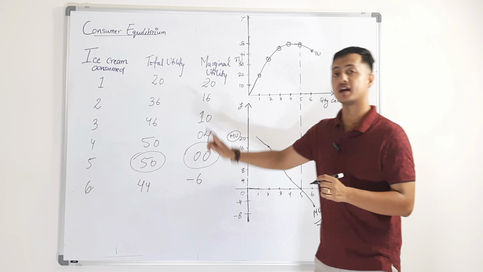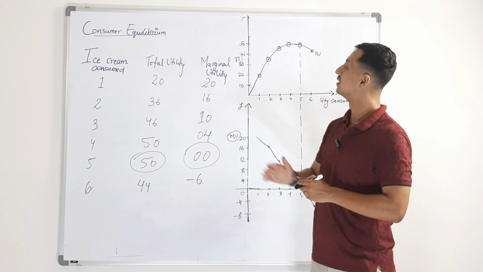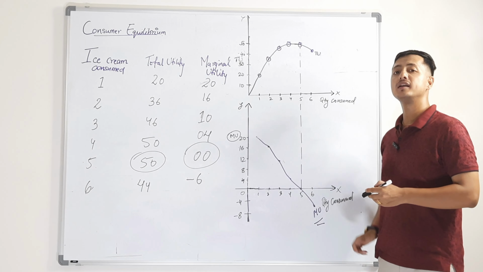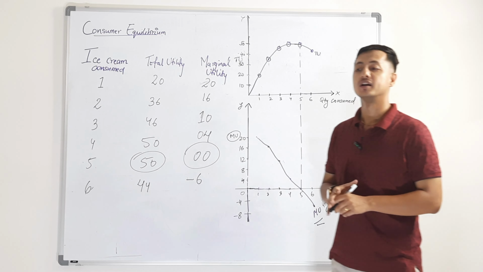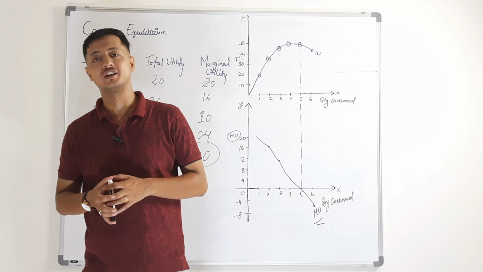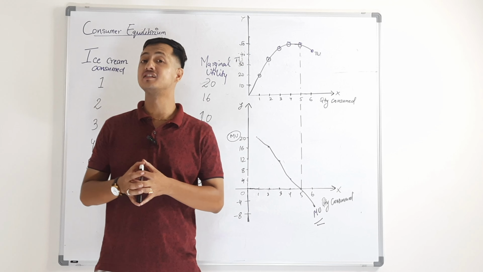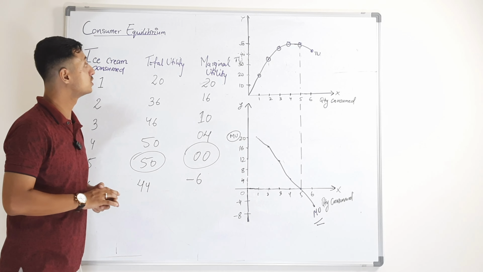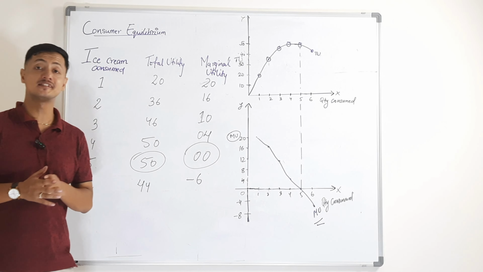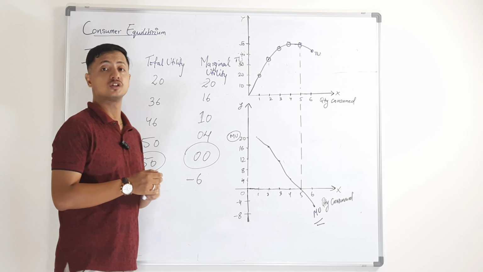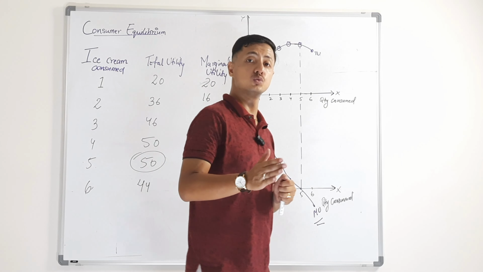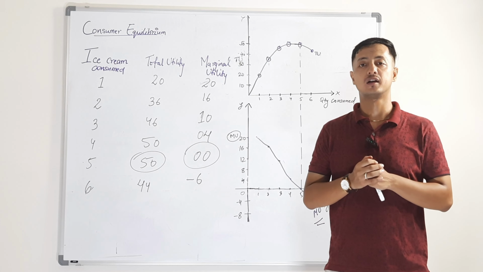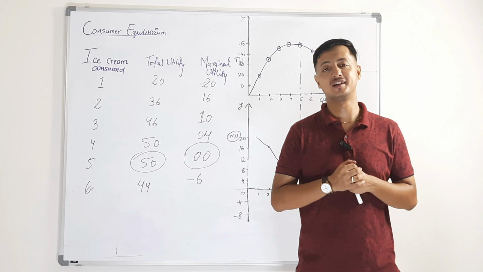So with this understanding of the concept, the schedule and the diagram, we can easily write the relationship between total utility and marginal utility. It's very easy to understand. So this is the relationship between total utility and marginal utility, and in the next class we will do the consumer equilibrium under single commodity and two commodities in the cardinal utility approach.